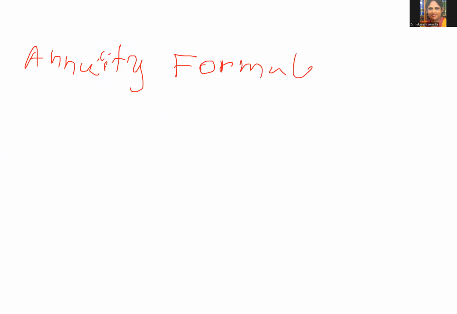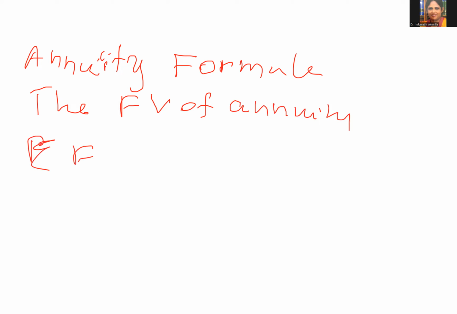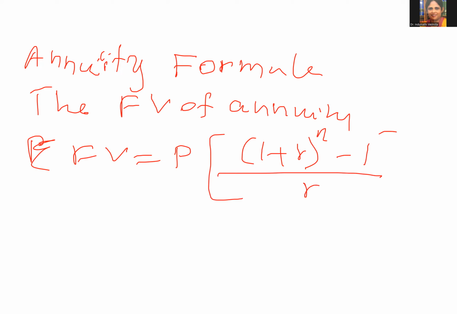The formula: remember the future value of an annuity. You can find it with this formula: P, the principal amount, multiplied by (1 plus R) to the power n minus 1, and again divided by R. Here R is the interest rate, n is the time, and P is the principal amount; this gives the future value.